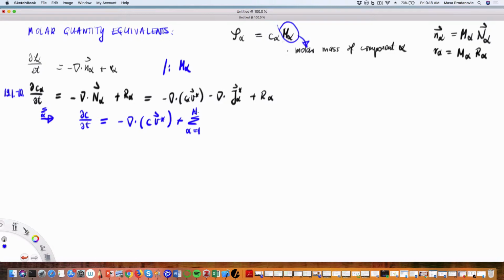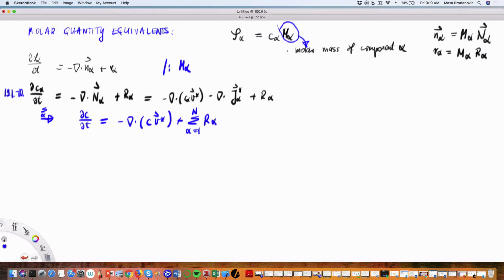So mass is conserved, but number of moles is not conserved. Okay. So that stays as a sum.